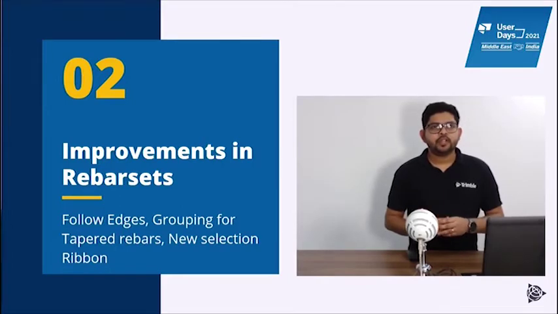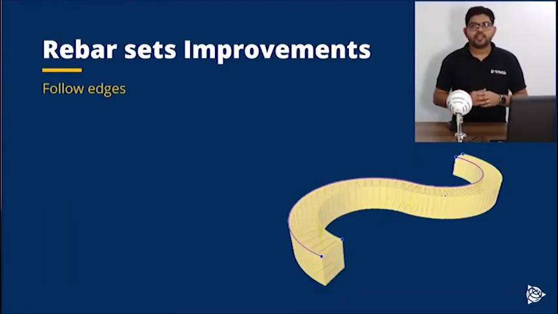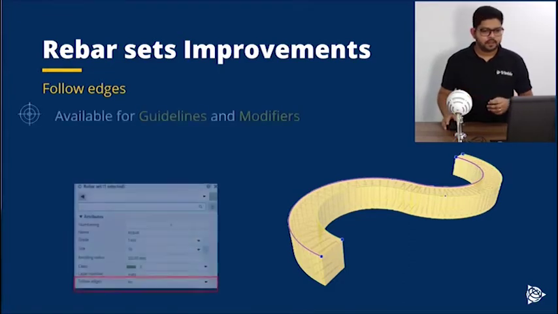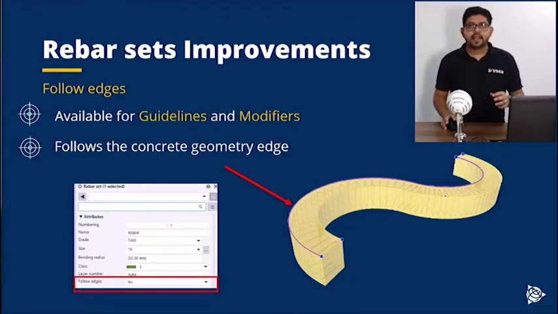Let's now turn to improvements in rebar sets. A new option called Follow Edge has been introduced in rebar sets. So with the new Follow Edge option, the rebar set guidelines as well as the modifiers will follow the concrete edge explicitly and thus orient all the reinforcement based on this concrete geometry.